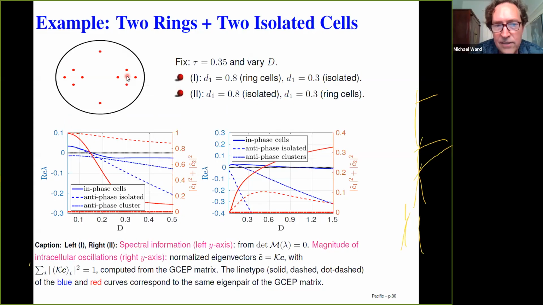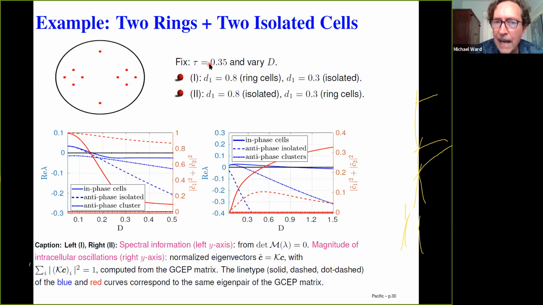Okay. Now, here's a picture that I like. I'm coming close to the end here. This is a complicated picture, so it'll take a minute to explain. I want to explain a pattern of two rings and two isolated cells, two isolated cells by their own.